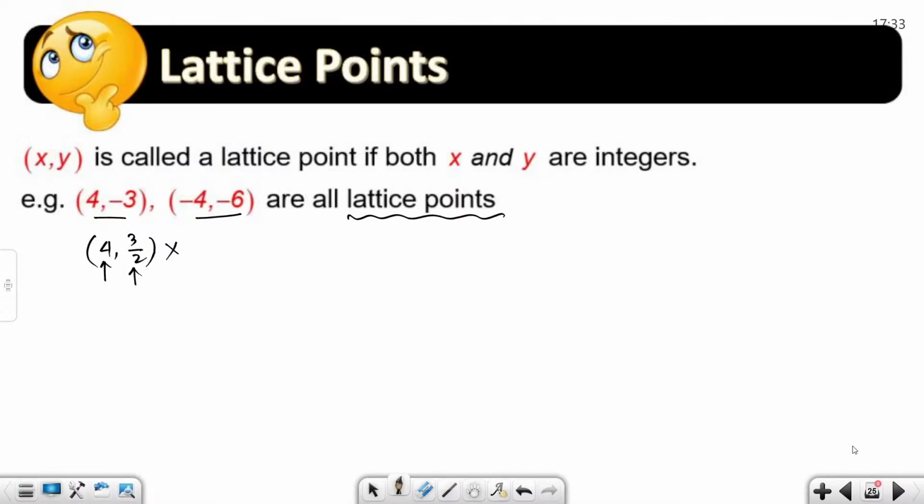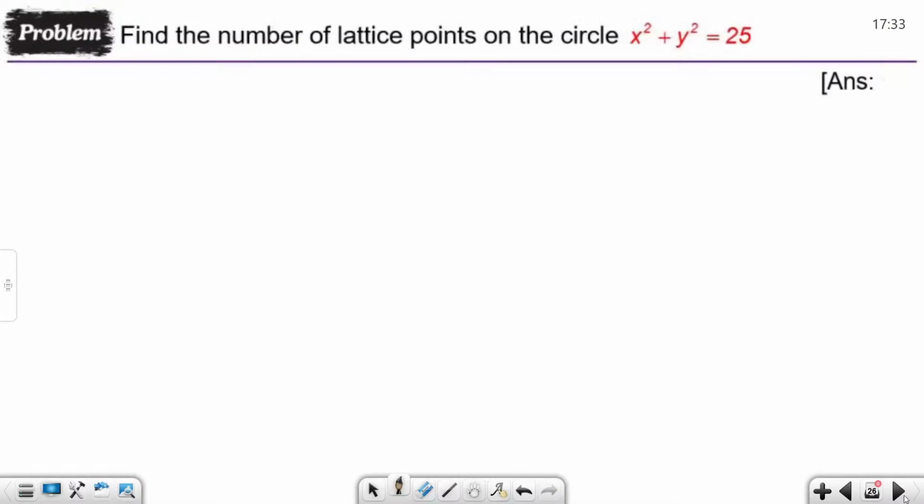You should know this particular term, because in a question, suppose they are asking you to find the integral coordinates, they will not say find the integral coordinates. They will say find the lattice points between this. So there you have to understand the fact. So now let us come to this. Find the number of lattice points on the circle x square plus y square equals 25.